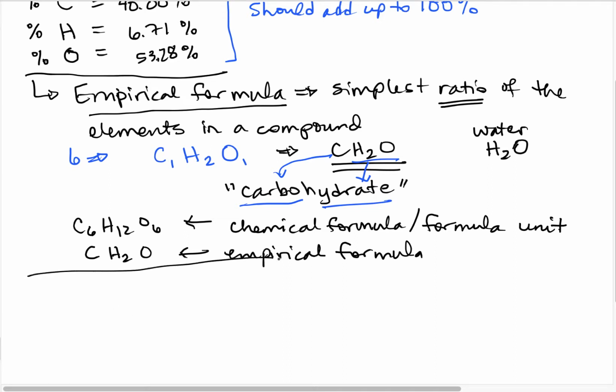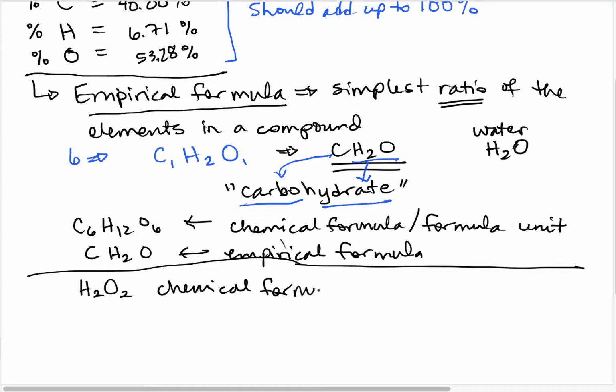So let's look at a couple of other examples of chemical formulas versus empirical formulas. So let's look at hydrogen peroxide. Hydrogen peroxide has the chemical formula H2O2, and of course we would name it differently. We would call it dihydrogen dioxide if we were using our naming rules for covalent compounds. So this would be the chemical formula. Okay, so this is a fairly simple compound, H2O2, but when we look at the empirical formula, it's even simpler. So what's the ratio?